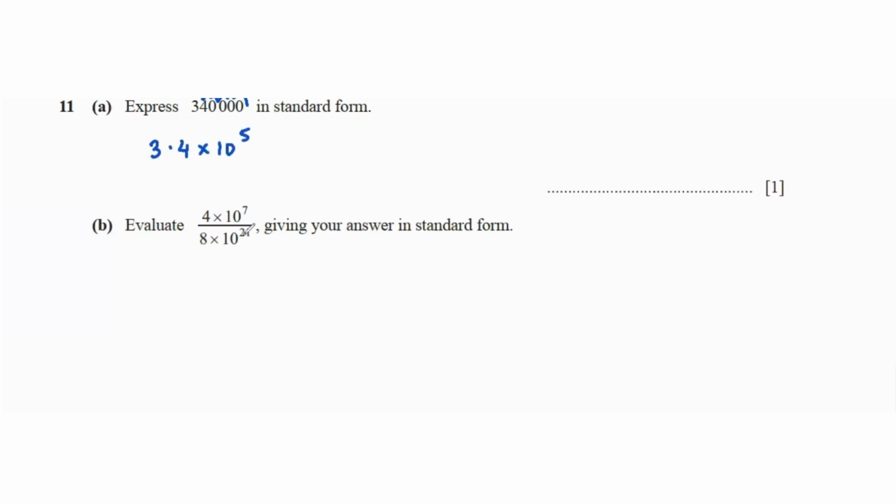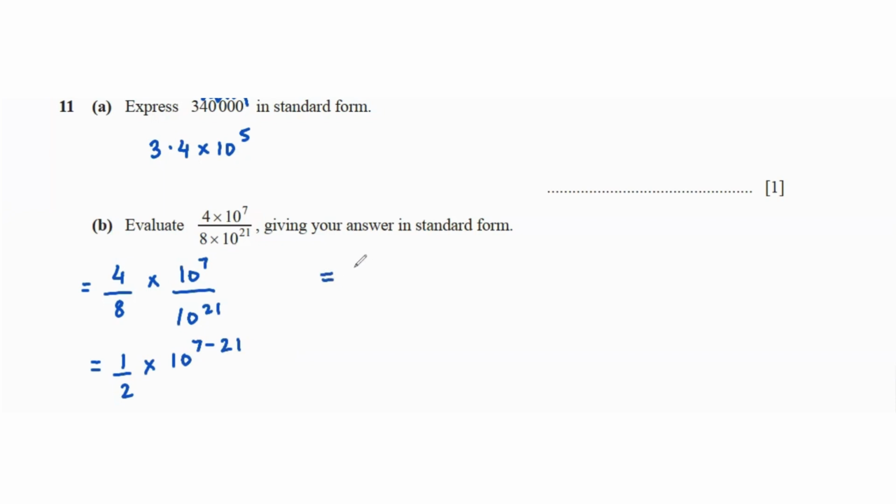Then it says evaluate 4 times 10 to the power of 7 over 8 times 10 to the power of 21. So I'm going to write 4 over 8 separately and 10 to the power of 7 over 10 to the power of 21 separately. 4 divided by 8 is 1 over 2. And 10 to the power of 7 divided by 10 to the power of 21 is 10 to the power of 7 minus 21. Why? Because when we're dividing similar bases, like in exponents, your powers get subtracted. That's why it's 7 minus 21.